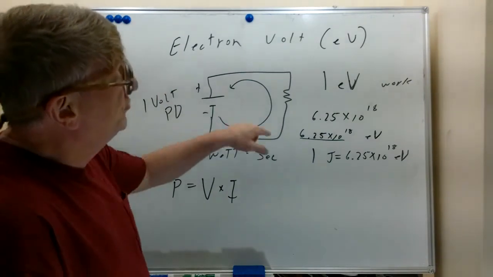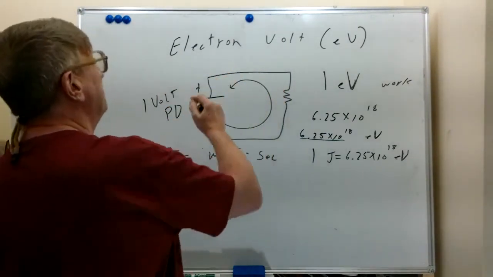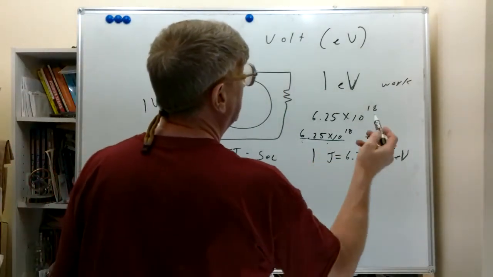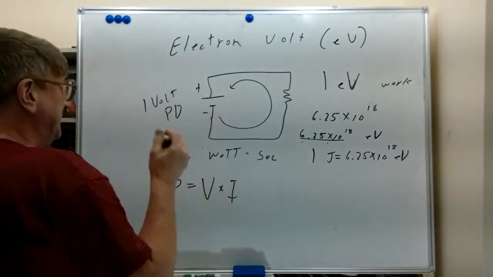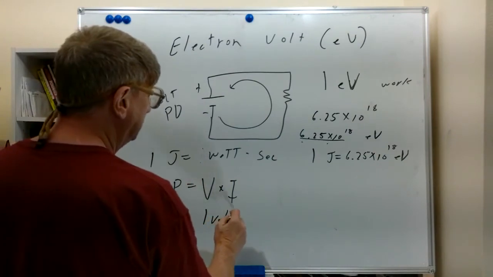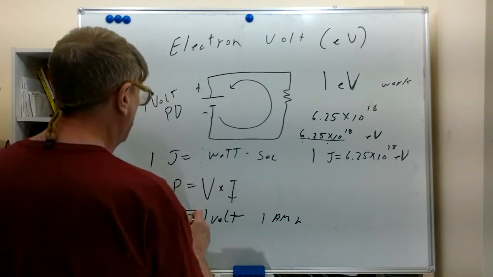So if we move 1 joule in 1 second across that 1 volt potential difference, that's going to require 6.25 times 10 to the 18th electrons, which we know to be 1 amp. So if we have 1 volt and 1 amp, that's 1 watt.